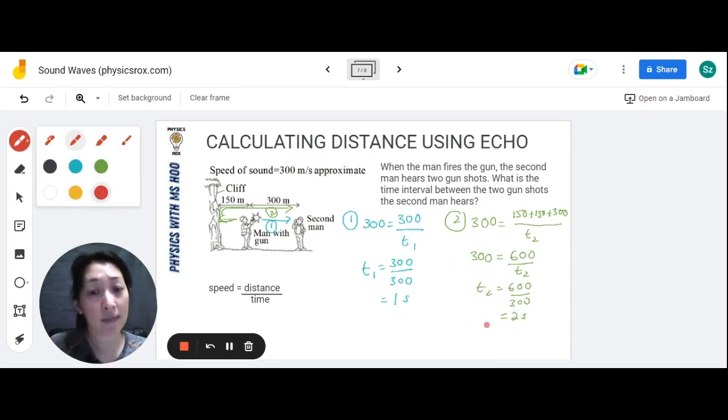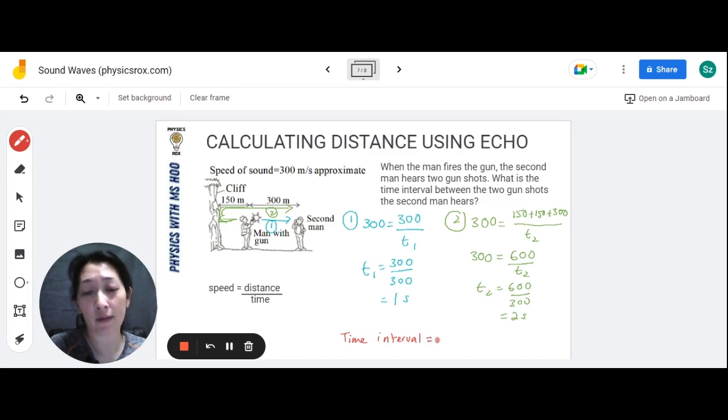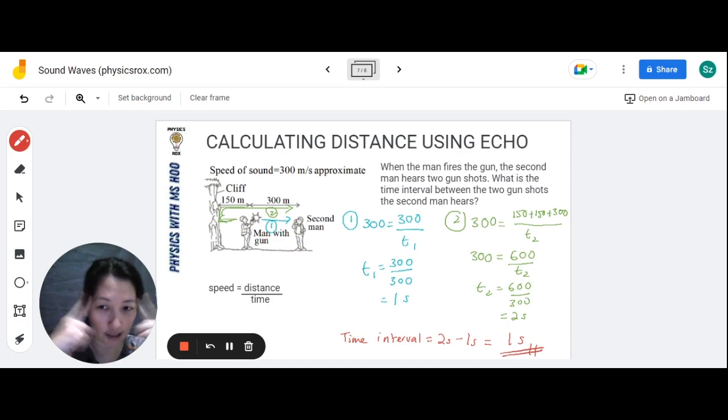So the time interval is the difference between these two times. The time interval here, bigger minus the smaller, which means 2 seconds minus 1 second equals 1 second. And that's your answer. And that's how you calculate the time interval between the two gunshots that the second man hears. So again, remember, just use the speed, distance, time formula and use your logic to figure out the distance.